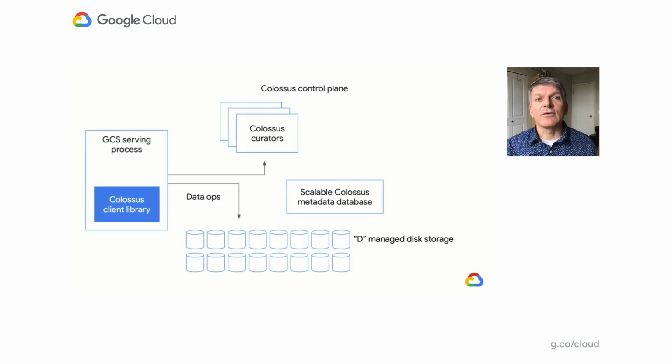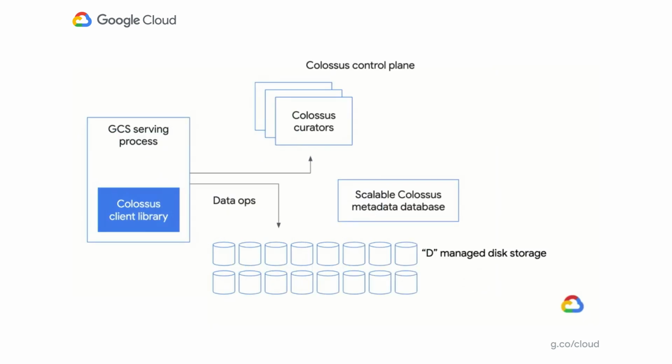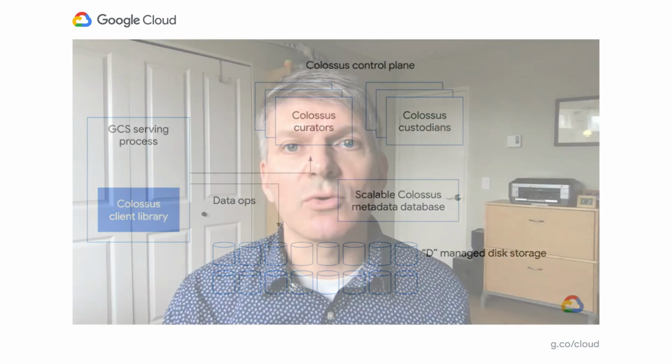Another way the system scales is that Colossus minimizes the number of hops for data on the network. Data flows directly between D servers, which is our really not very clever name for our simple network attached disks, and the Colossus client. Finally, Colossus includes background storage managers called custodians, which handle things like disk space balancing and RAID reconstruction. They play a key role in maintaining the durability and availability of data, as well as ensuring the storage system is working efficiently. So that's Colossus in a nutshell.